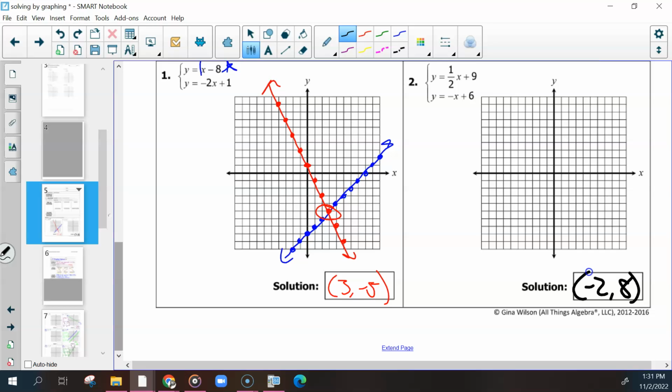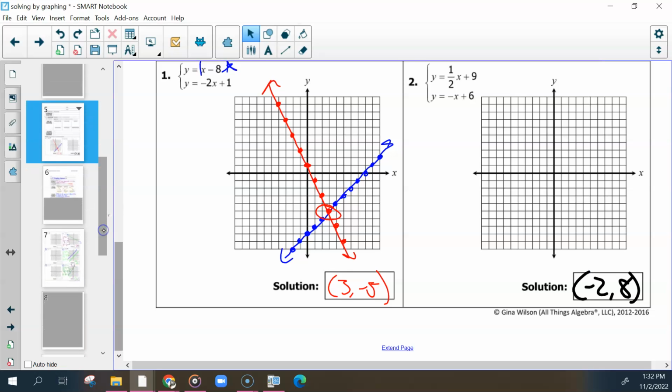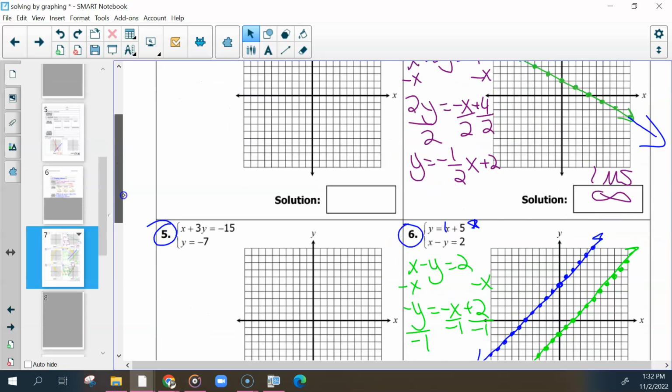Now, I'm not going to graph this up here, but just because you double check yourself in the calculator doesn't mean you don't have to do the graphs. You do still have to do the graphs, because it is solving by graphing. Questions on calculator? How we check ourselves in the calculator? Okay.